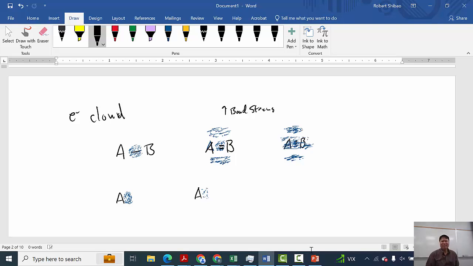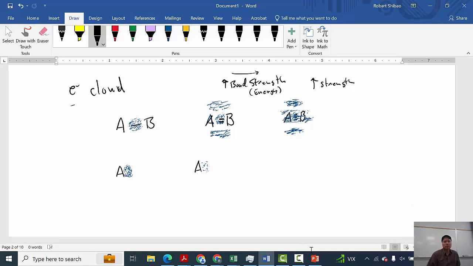So again, the shorter the bond, the stronger it usually is. And so here we see increasing bond strength. Bond strength, we have two words for that. We use bond energy and bond strength. The higher the bond strength, the more energy it takes to break it. And so the higher the bond energy, the stronger it is, as we go across.